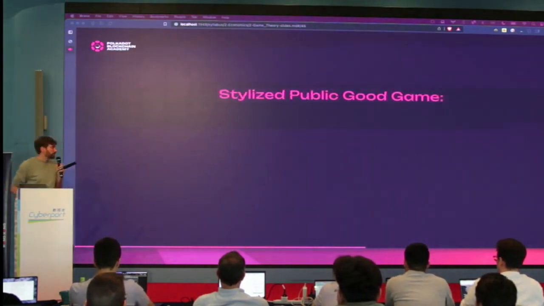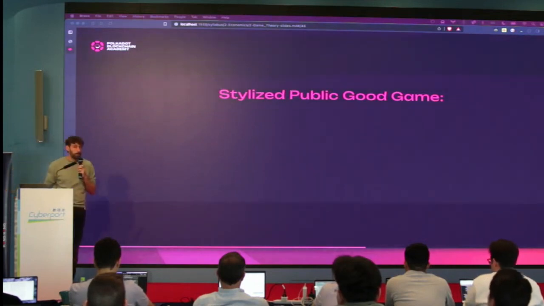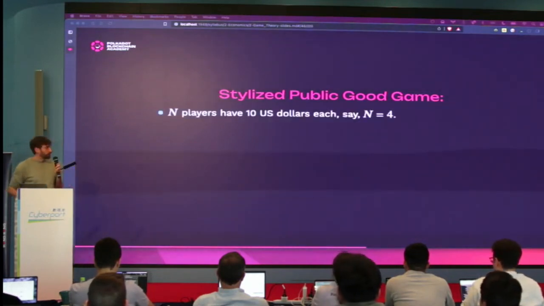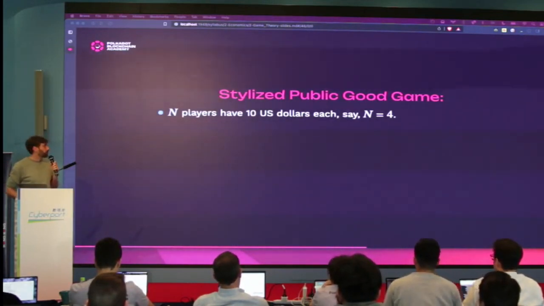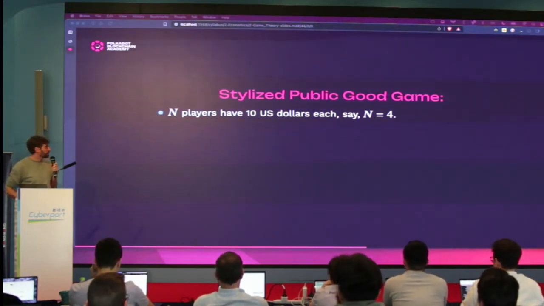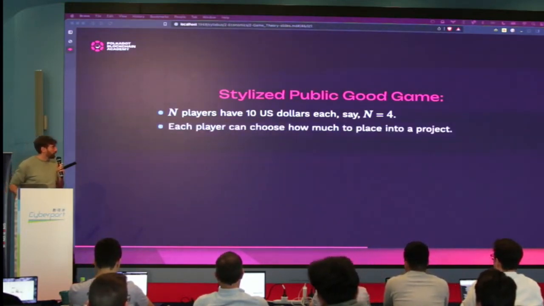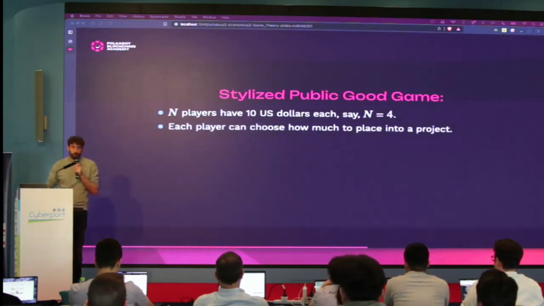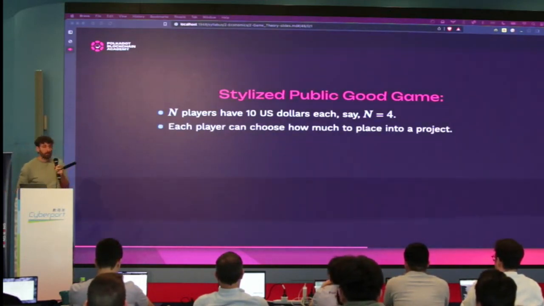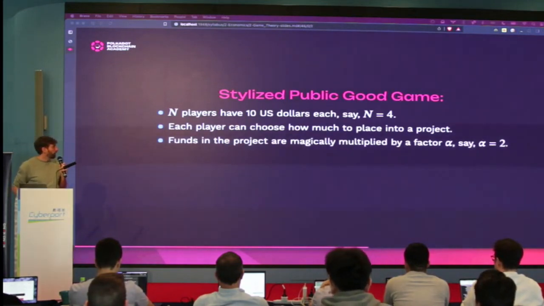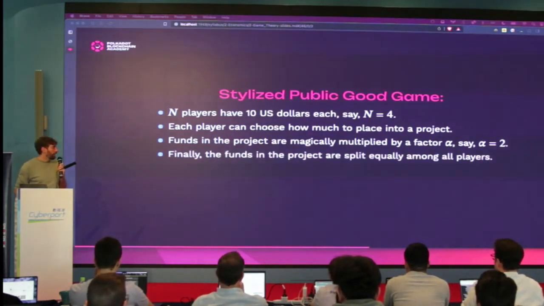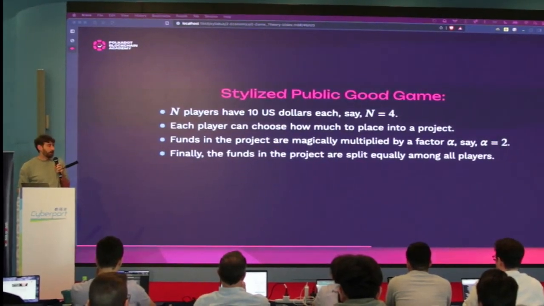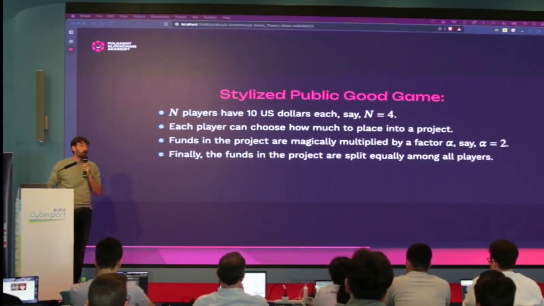So let's talk about a stylized public good game, like how could we actually model that? Let's say we have n players, and each player has $10, and we have 4 players in that sense. Each player can choose how much to place into a project, between $0 and $10. The funds in the project are magically multiplied by some factor alpha. Let's say alpha is 2. And then the funds, after the multiplication, are split equally among all players.